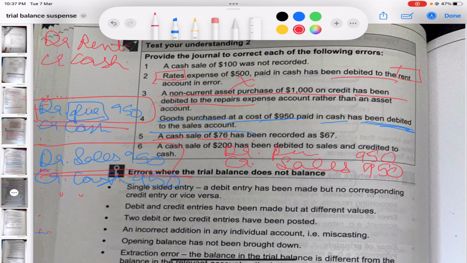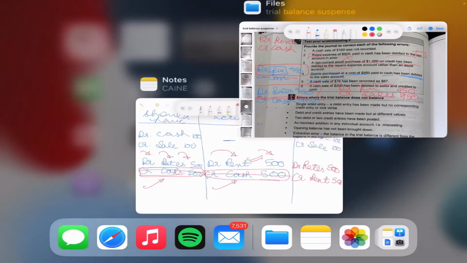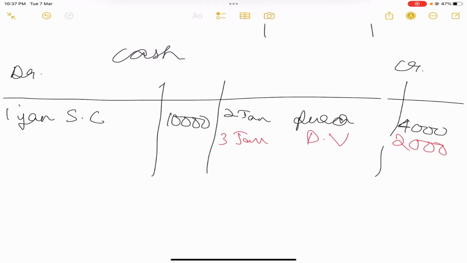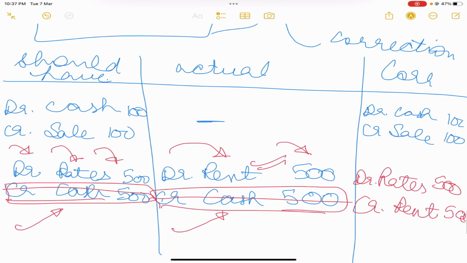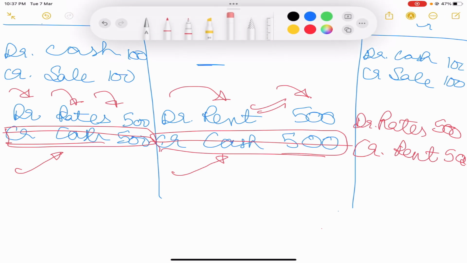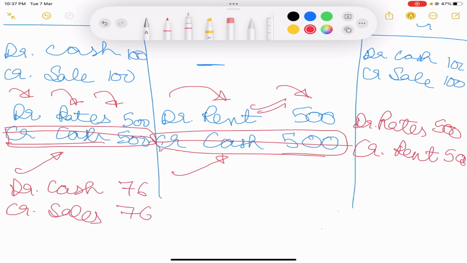A cash sale of 76 has been recorded as 67. Okay, so a cash sale of 76. What would be the actual entry? What should have been done? Cash sale. So it should have been 76, but what you did is you made a 67. So my journal entry is correct, but my values are incorrect.